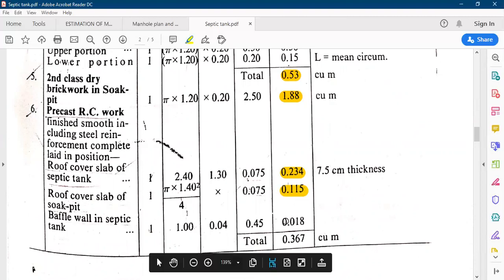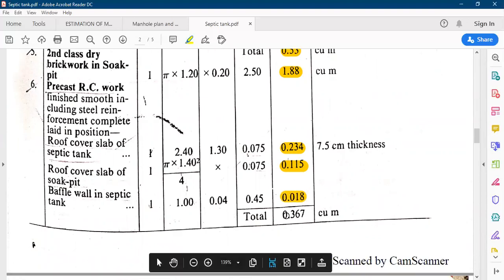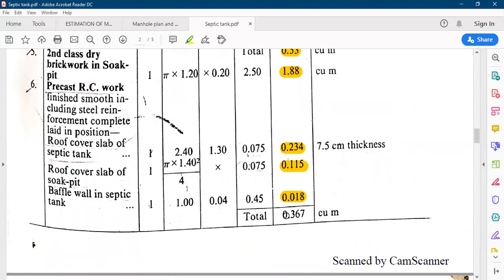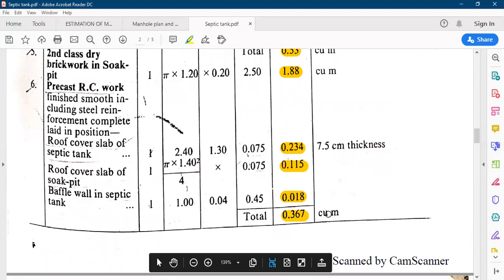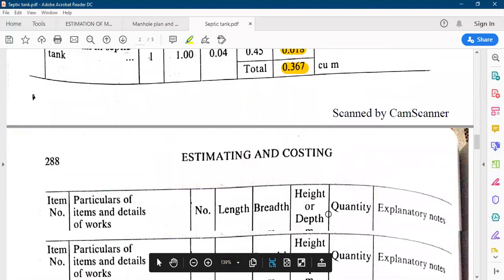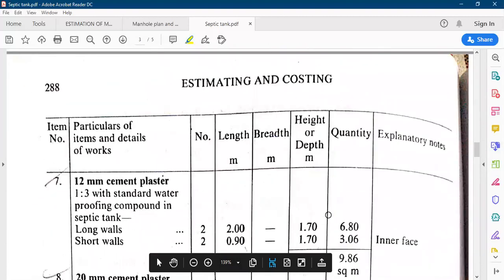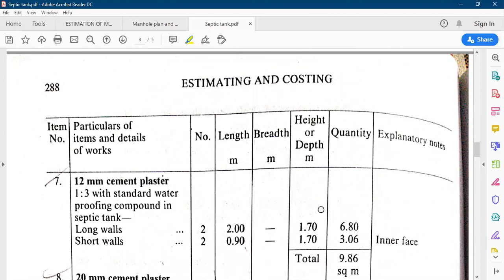Similarly, there is a baffle wall, whose volume is 0.018 cubic meter. The total concrete quantity of the roof slab cover at the rectangular portion of the septic tank and soak pit, as well as the baffle wall, including all these three components, is 0.367 cubic meter, right? So today we'll see the remaining calculations related to plastering inside the septic tank.